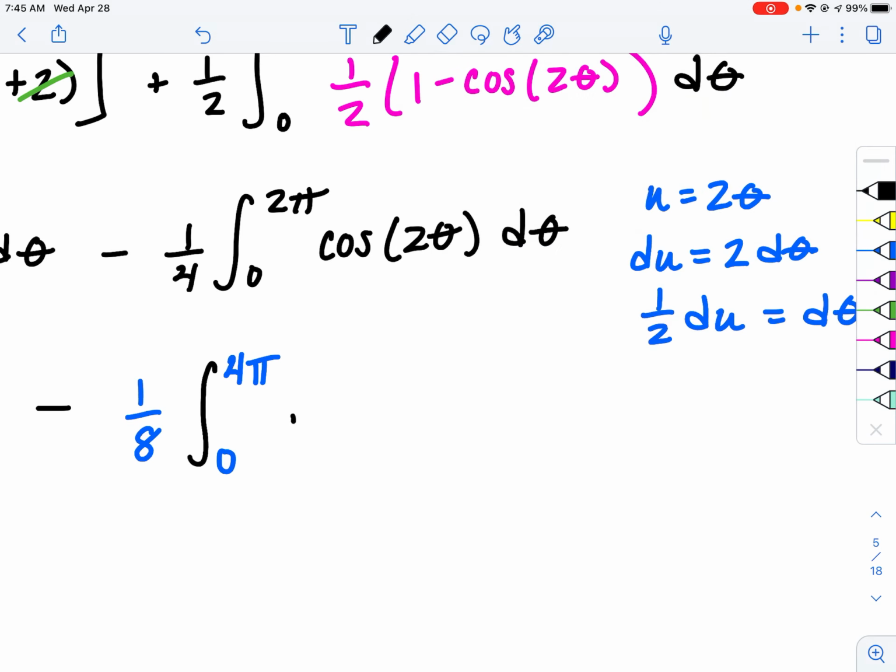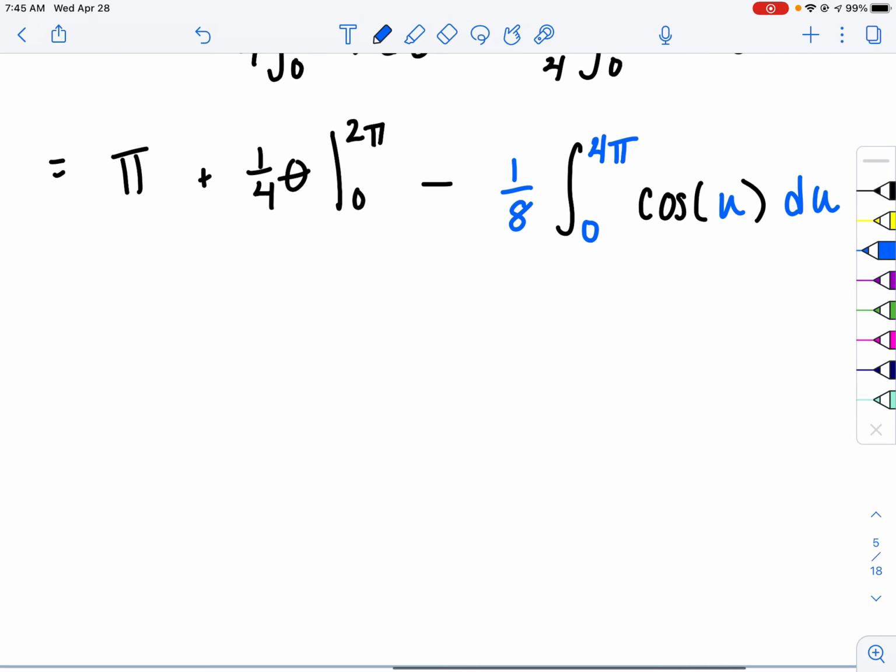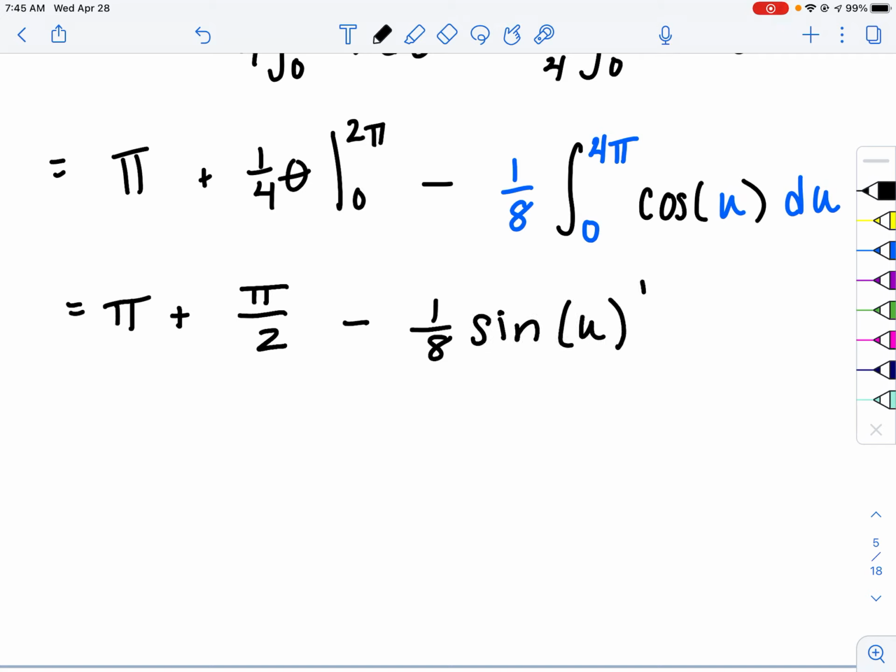And then this becomes cosine of u, and then we get du. Okay, so going back over here, if I plug in 2 pi here, because the 0 is going to cancel out, a quarter of 2 pi is pi over 2. So I get pi plus pi over 2 here, minus 1/8 times the sine of u. And that's going to be evaluated from 0 to 4 pi.